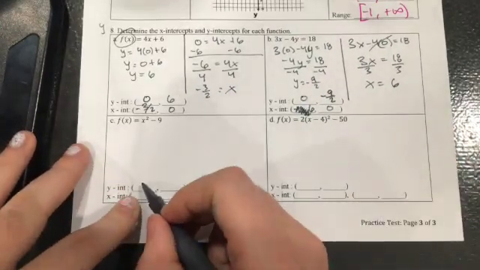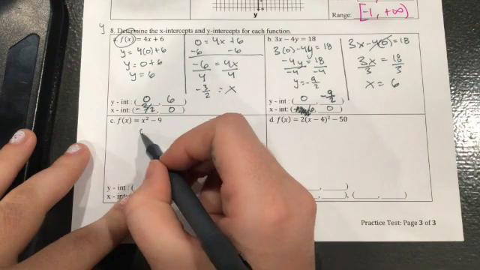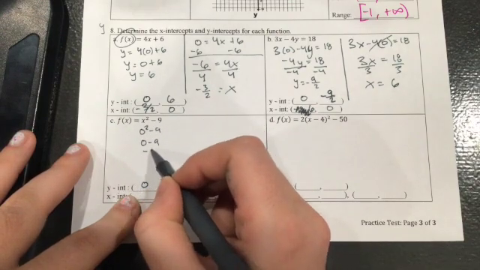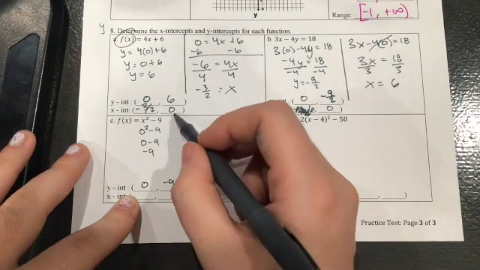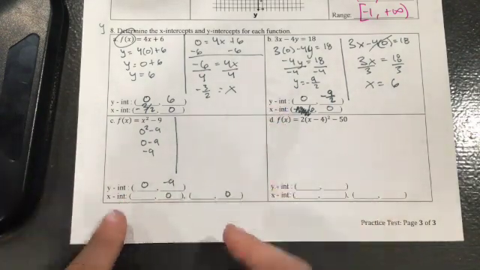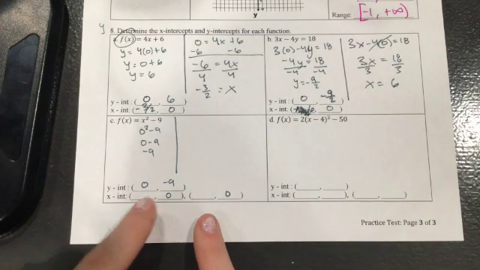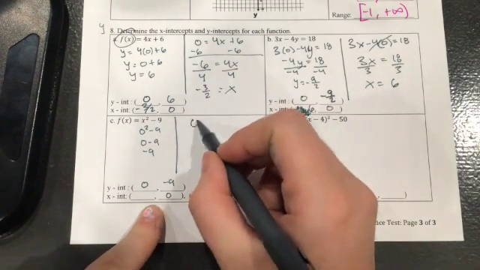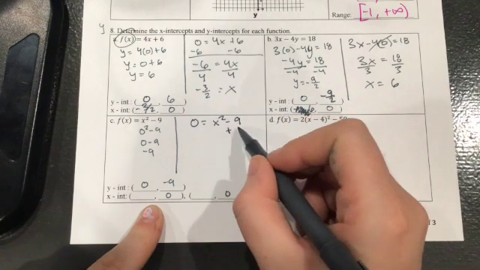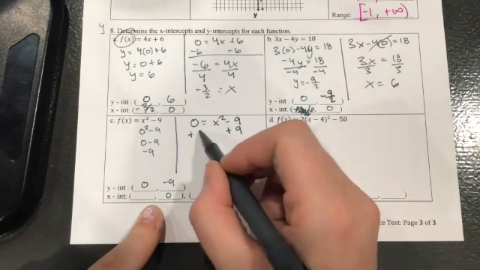The y-intercept, we know x is 0. 0 squared minus 9 is 0 minus 9, or just negative 9. That part was easy. These ones, they've got 2 x-intercepts. So let's take it slow. It's going to be 0 equals x squared minus 9. Add 9 on both sides.